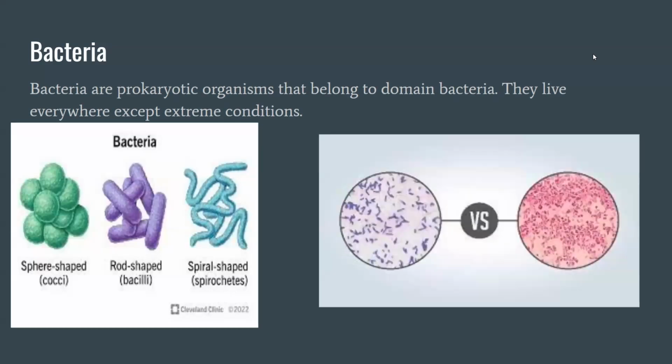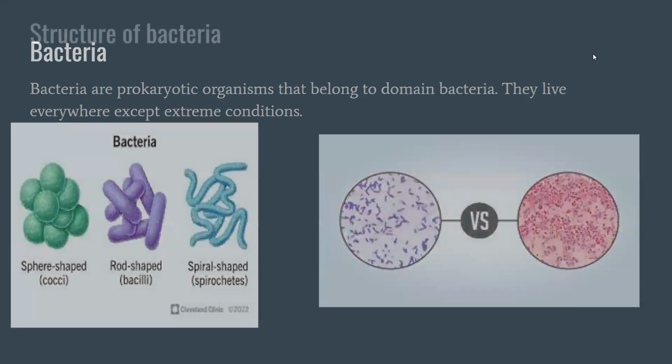Okay, let's talk about gram-positive and gram-negative. Bacteria with a large amount of peptidoglycan appear dark purple, therefore they're called gram-positive. Unlike the bacteria that have less lipids, so they have less peptidoglycan, and they appear light pink. Therefore, they're called gram-negative. We have three shapes for bacteria: the sphere-shaped, the rod-shaped, and the spiral-shaped.